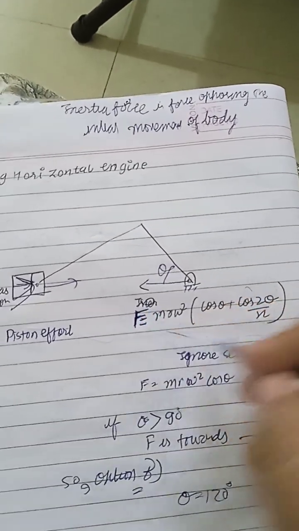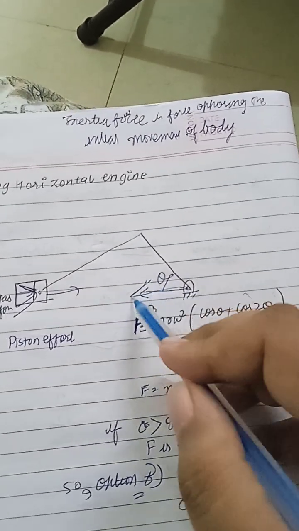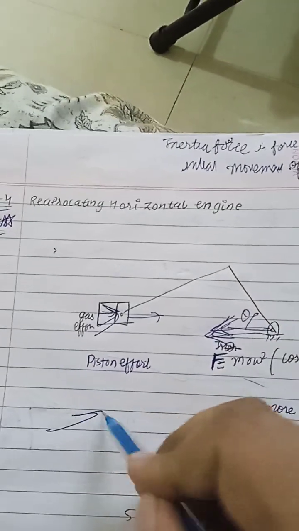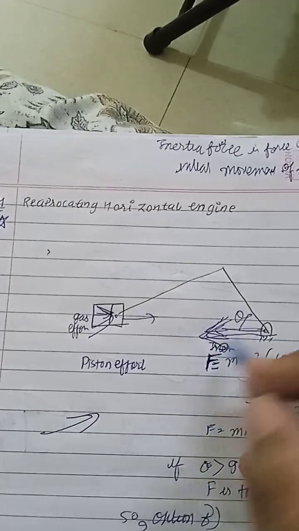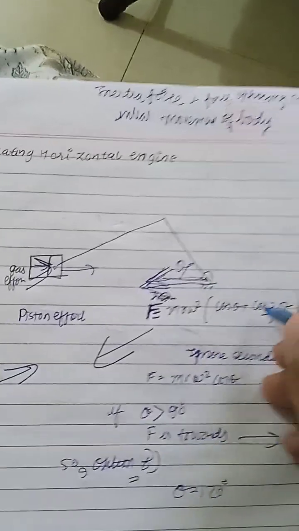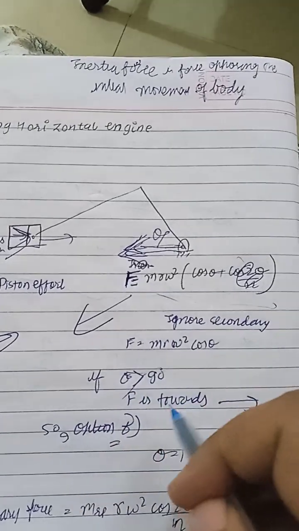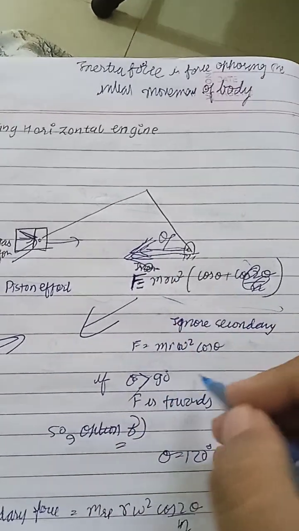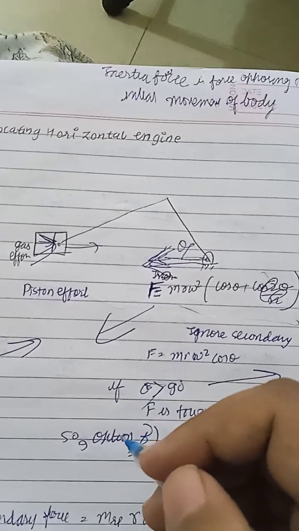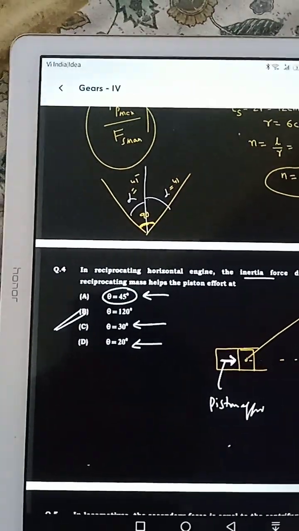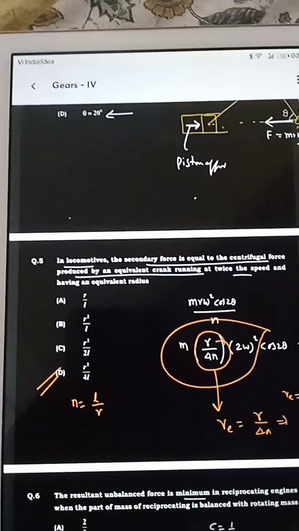Ignoring the secondary, this was this, and the original direction is like this. Piston effort original direction is this. Now when theta is greater than 90, this unbalanced force is towards this. So more than 90, it supports the piston effort. So the answer will be theta is equal to 120 degree. This is an important question and can be asked.